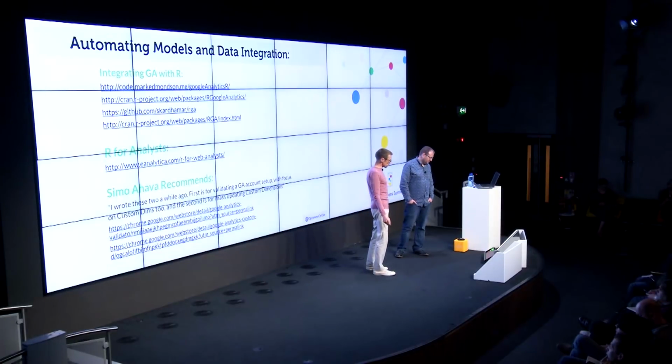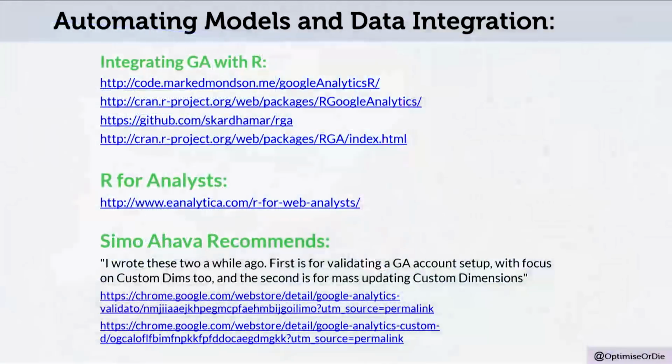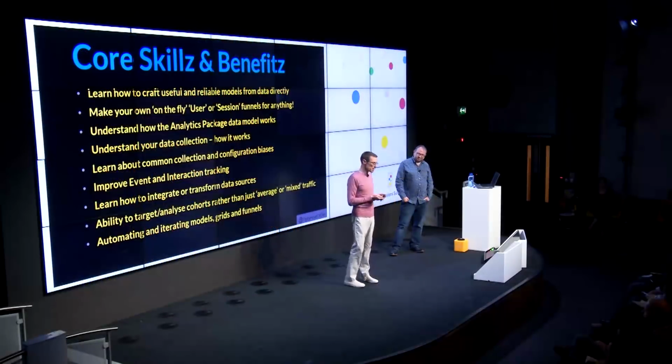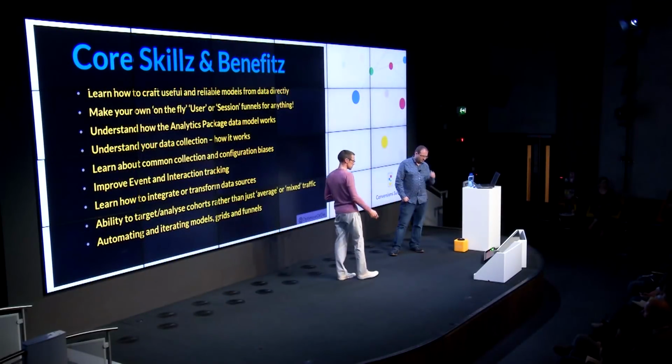There's a few more tools on here. There's even integrating things with R, and there's some useful stuff from Simo on there. But if you're going to hire someone or work with a team to really push your whole automation side, these are some of the core skills that you'll need. I'm not going to go through all of those, but there are some really good benefits that come out of this, because when you get people to automate stuff, it forces them to understand the data model. It forces them to understand how the data collection works and what the biases are and how the metrics are actually composed.